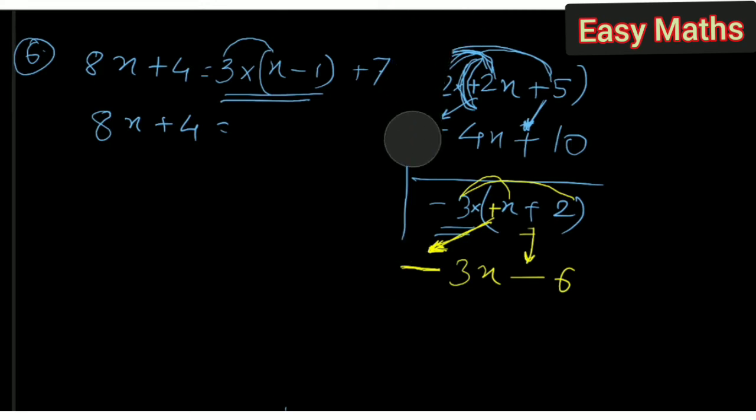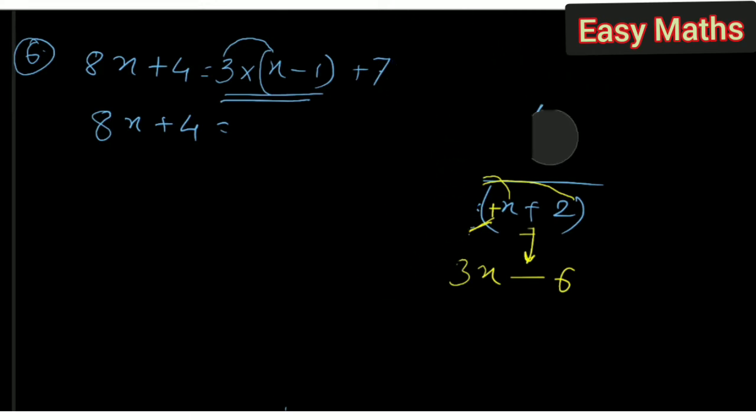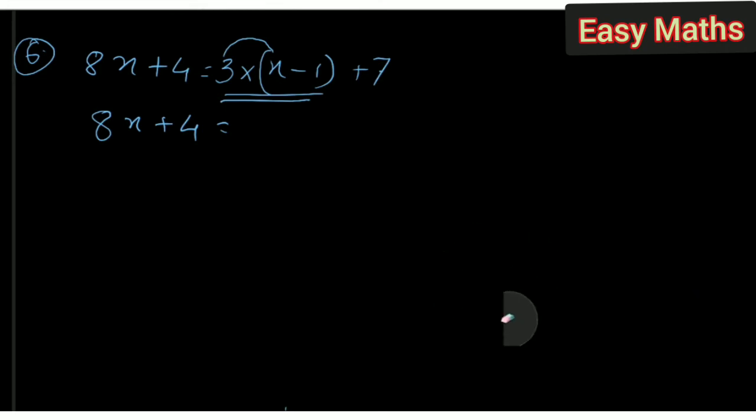So we will not be changing the signs. Signs will be as they are inside the bracket. So what is the sign of x inside the bracket? There is no sign. That means it is plus. So 3 into x becomes 3x. Then the minus will remain as it is.